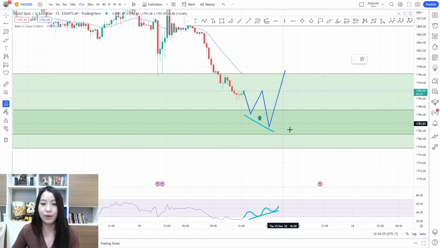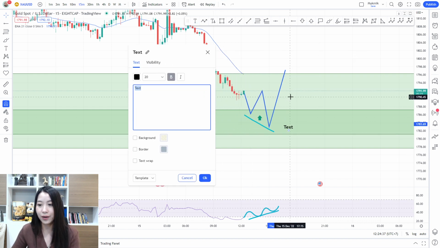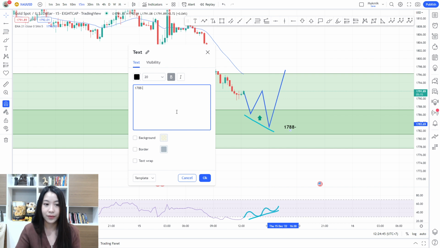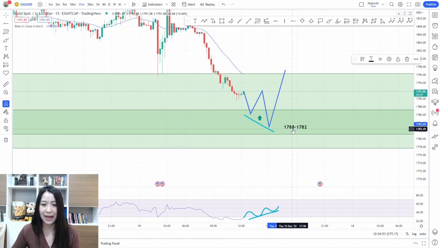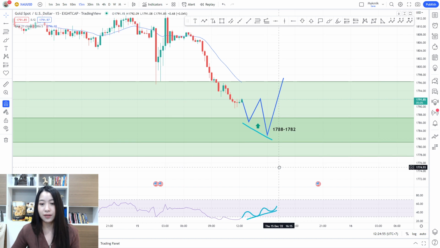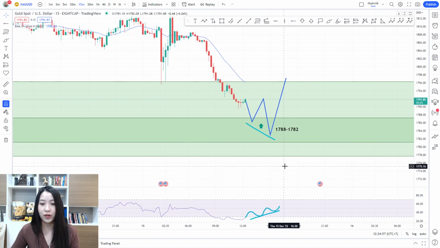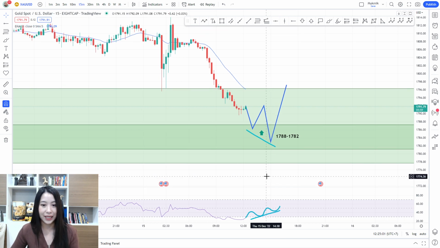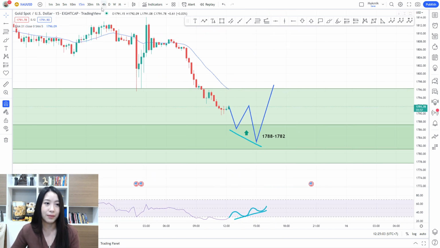I could give you the rough number here, which is around 1788. It was 1787 point something. I'll just add a little bit up for the spread, to 1782. Not too bad. The demand zone is not too big for us. It is still in a range that is okay for trading. So that's the buying plan.